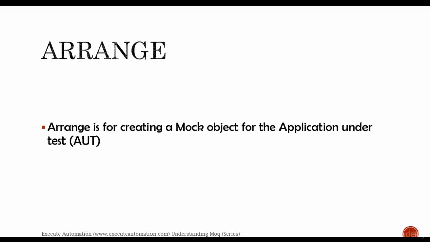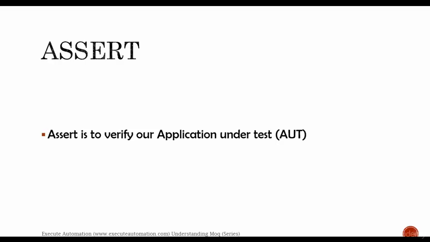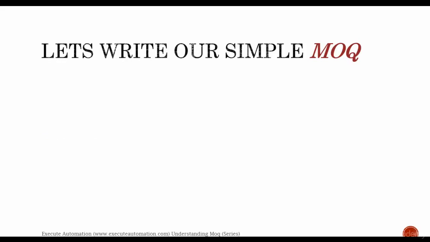As I already said, arrange is for creating a mock object for the application under test. So whichever application we're going to test, we need to first arrange a mock object for testing it. And then we need to act on the application under test, which is nothing but executing the code. And then we need to assert on the application under test to verify if it works fine or not. So this is a very simple pattern to be followed while writing mock.